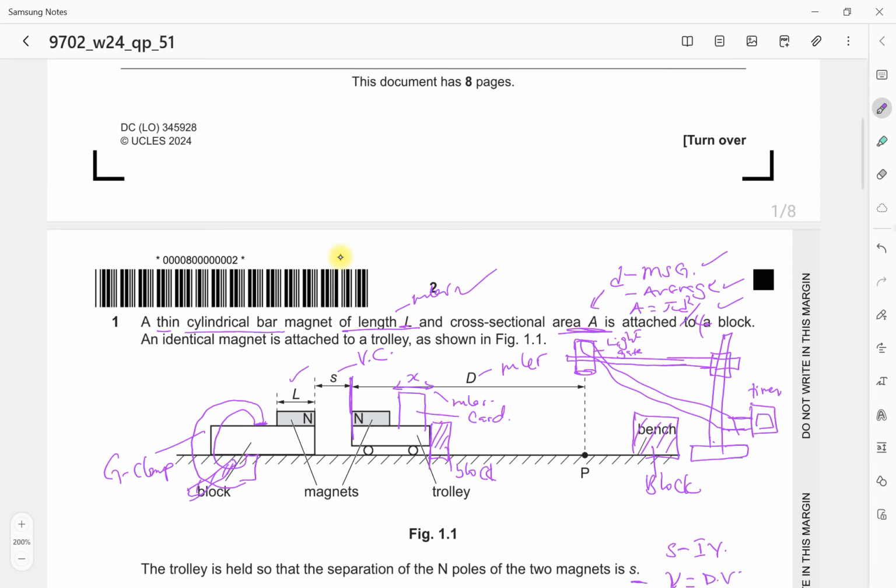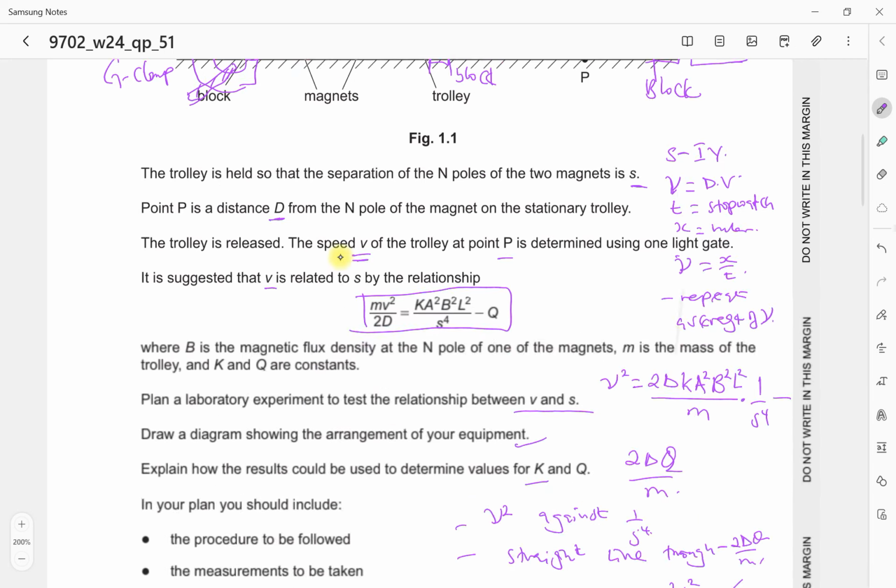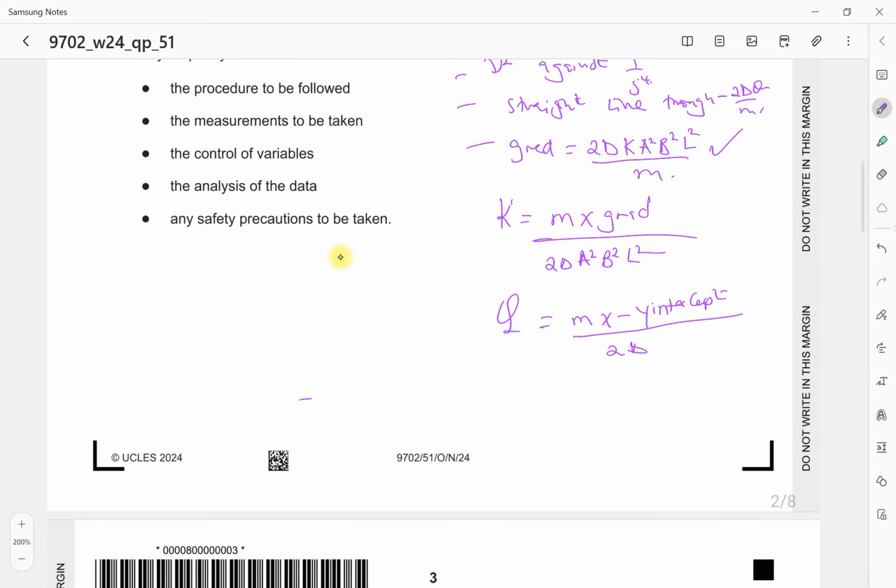Okay. Then for safety, I think I've already talked about safety. I've placed a block here to stop the trolley when it passes point P. So for safety, I've already added a block. You could put a cushion beyond P to stop the trolley.